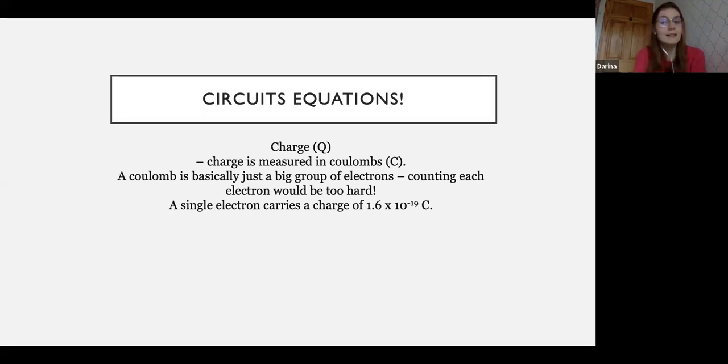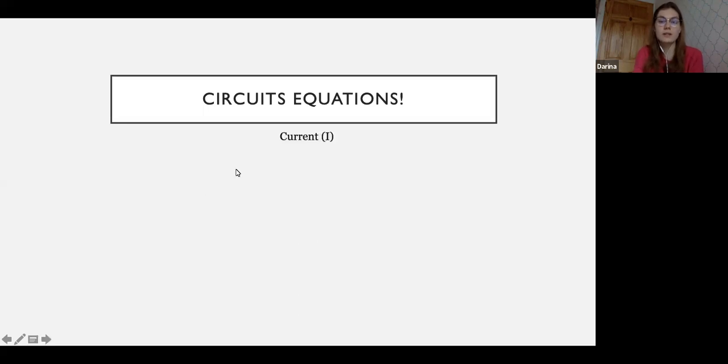So charge doesn't really have too much of an equation, but we're going to use charge in our next one, which is current. We've just talked a little bit about what current is. I've tried to draw it out for you. So anyone have any idea what current is formally defined as? And if you can remember, what is it measured in? We've just mentioned it. First, can anyone tell me what the units of current are?